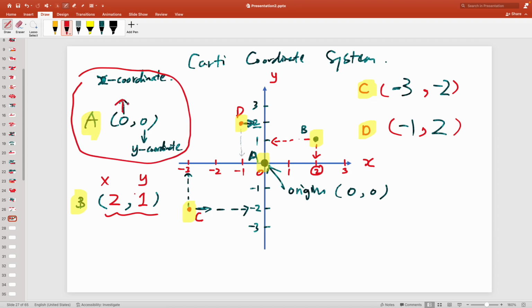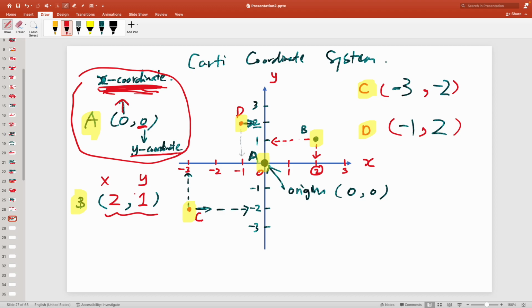The first digit is always your X coordinate. Repeat. X coordinate. The second digit is your Y coordinate. Repeat. Y coordinate. So every point is made up of X and Y coordinate. Repeat. Every point is made up of X and Y coordinate.